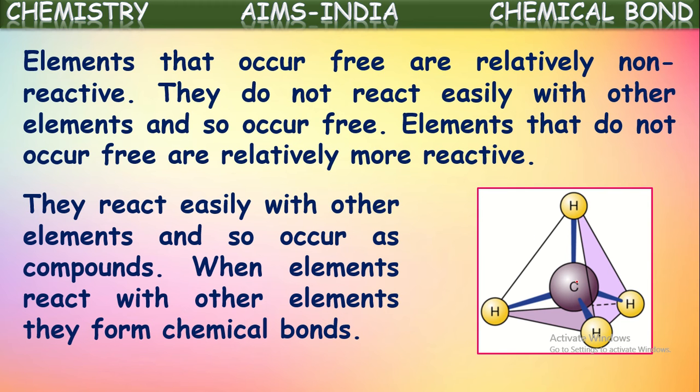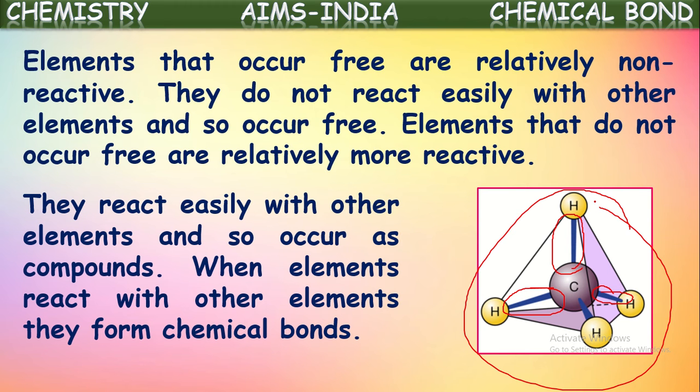So when elements combine together while forming compounds, a certain attraction occurs between the elements. Those attractions are called chemical bonds. See, these blue lines represent the chemical bonds between the atoms. Because of this chemical bond formation, they stay together and hence it is called a compound. So compounds are formed because of chemical bond formation between the elements.